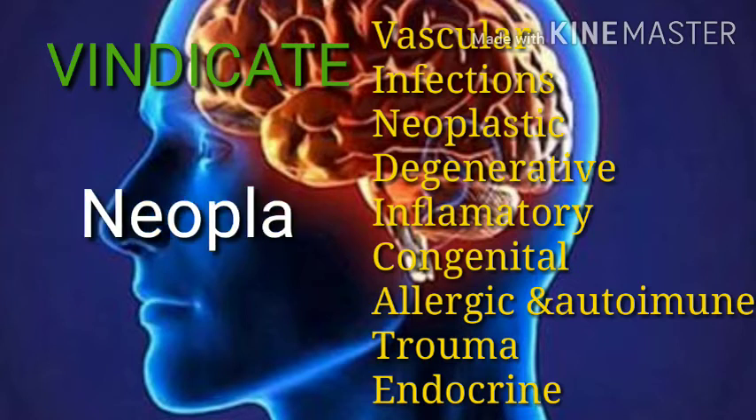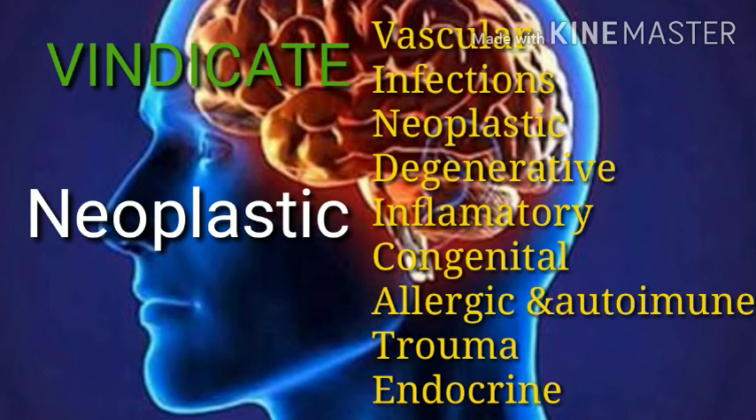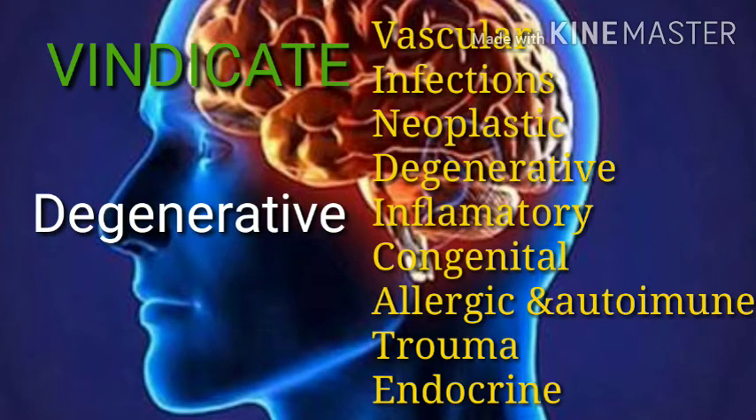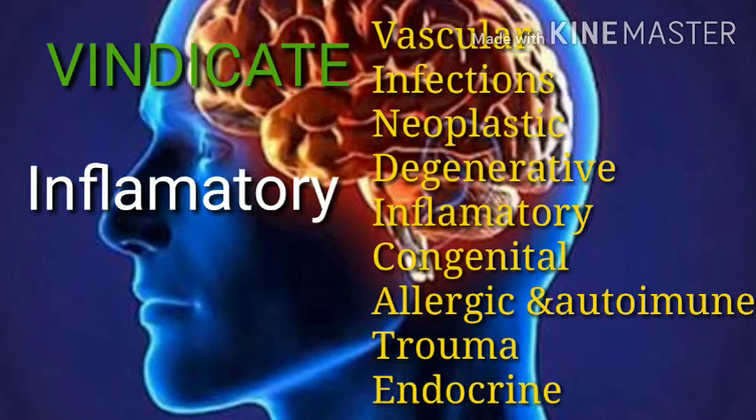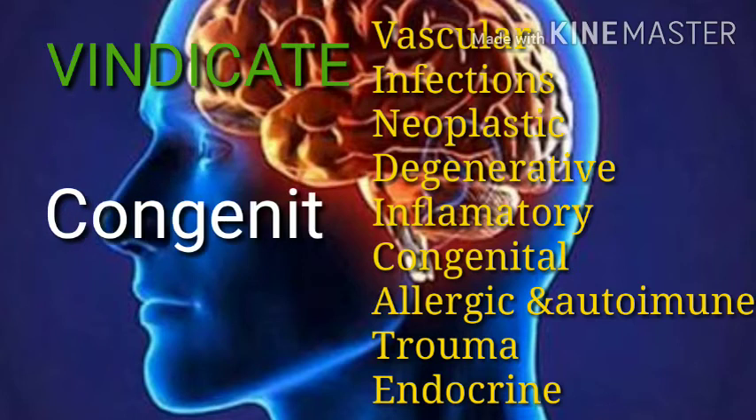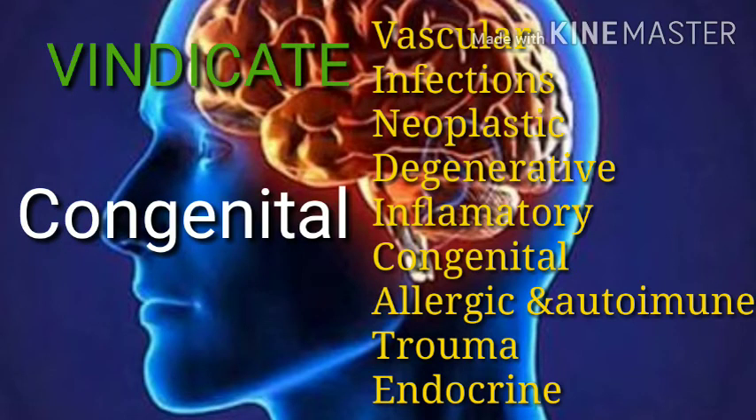Now N is for neoplastic, that are the tumors of brain and spinal cord. D is for degenerative disorders of the brain that include Alzheimer's, multiple sclerosis and Parkinsonism. Then I for inflammatory, that is, inflammatory diseases like rheumatoid arthritis may affect the brain and spinal cord. Then C is for congenital disorders, where aneurysms are the most common congenital disorders.